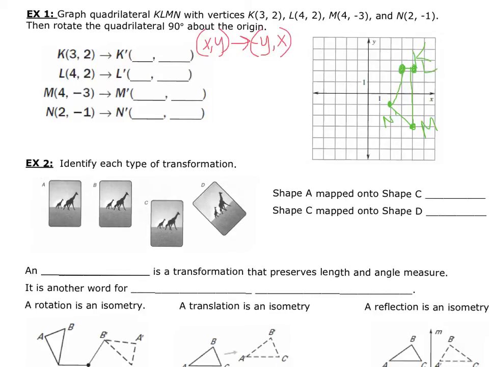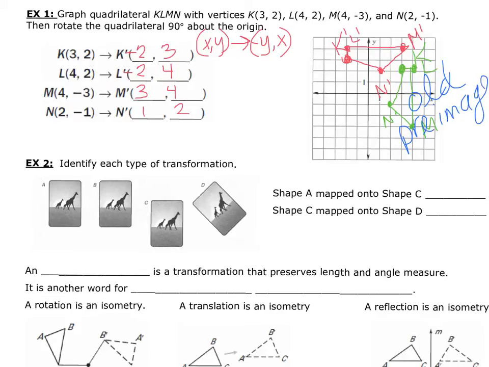So we're going to take the opposite of Y and keep the X. The opposite of Y, keep the X. Now plot those points and you will see the 90-degree rotation. So there's what your quadrilateral should look like after the 90-degree rotation. Remember, the old one is referred to as the pre-image, and the new one is referred to as the image. And also remember, the new one has primes, the little apostrophe, after the letters.